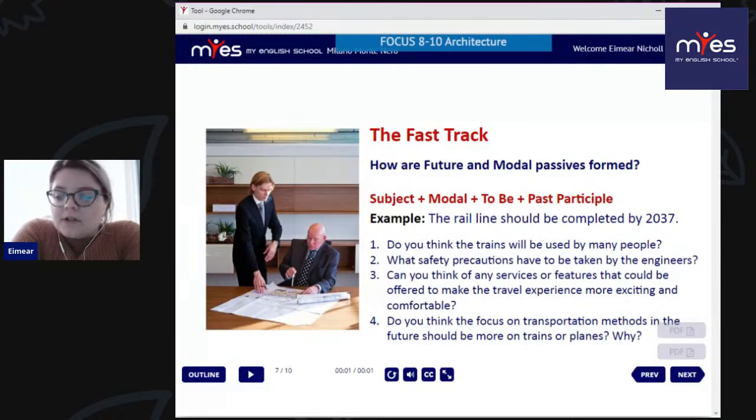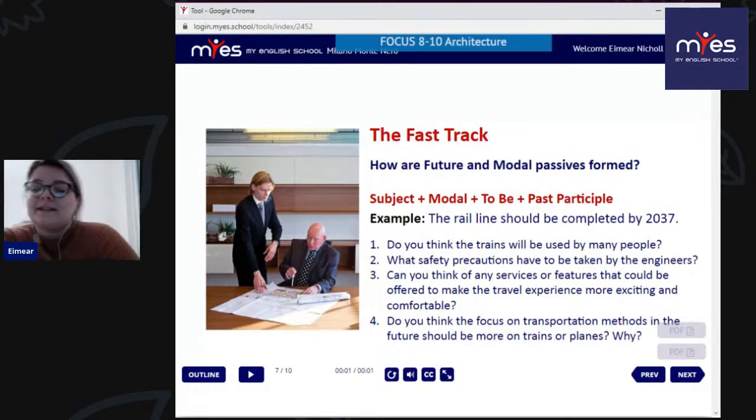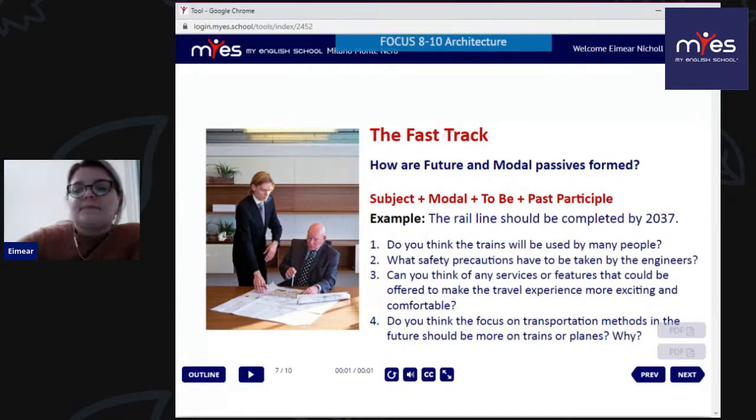Transportation methods in the future, should they be more on trains or planes? So transport in the future should be more on trains, because trains are better for the environment. Planes don't work without diesel or fossil fuels. Yeah, okay. Trains are faster over short distances, I think, also.